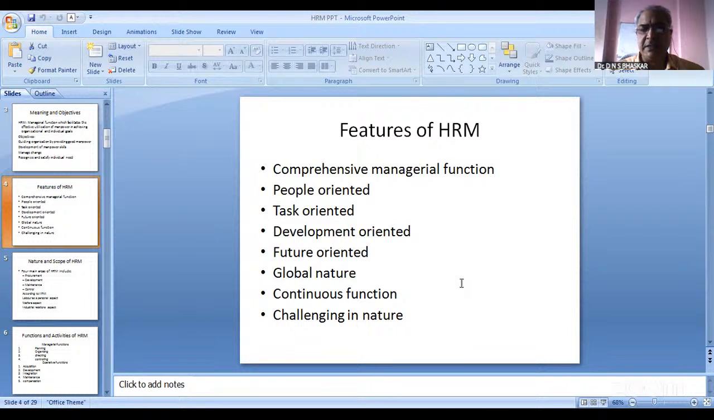Next is continuous function. Human resources management is basically a continuous function, as all the activities are continuous in nature, right from identification of the need for human resources, the selection of the employee, and finally when the employee is retiring, on superannuation, how he will be given compensation. All these aspects are continuous and challenging in nature. We have already discussed this a lot. Human resources management is highly challenging when compared to other management like production management, technology management, financial management, and so on.